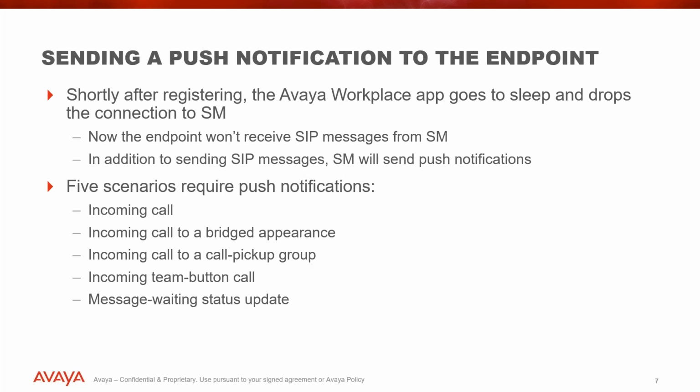The obvious one is the incoming call. So the user is getting an incoming call and wants not only the desk phone to alert, but also the application on the iOS device. A second pretty straightforward scenario is you're getting an incoming call to a bridged appearance. So you have a bridged appearance of a different user on your endpoint. That user gets a call, your endpoint also alerts. There's a push notification for that. 2 other cases, you're a member of a call pickup group, or you've got a team button. You'll see push notifications for those to wake up your application so you can receive those calls.